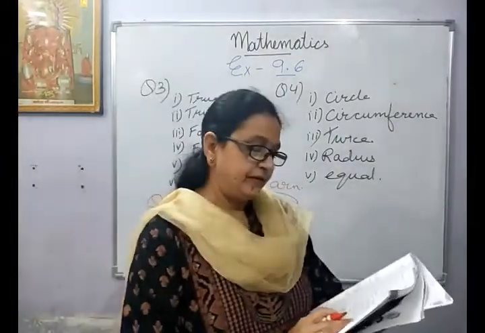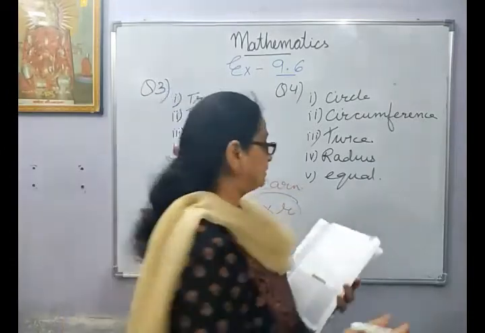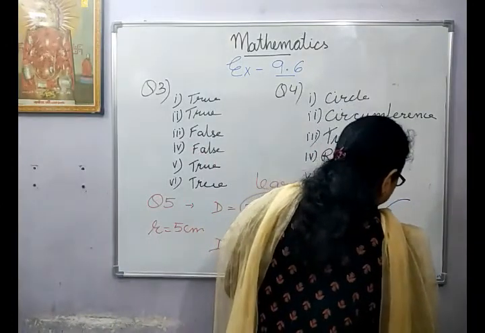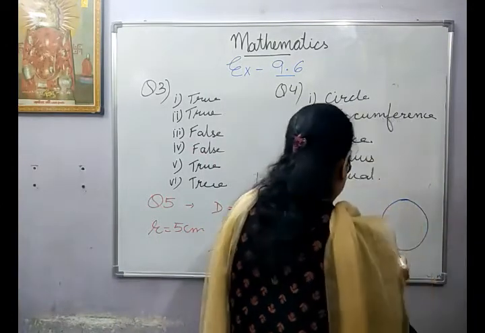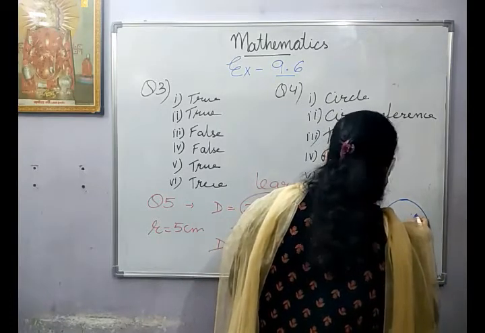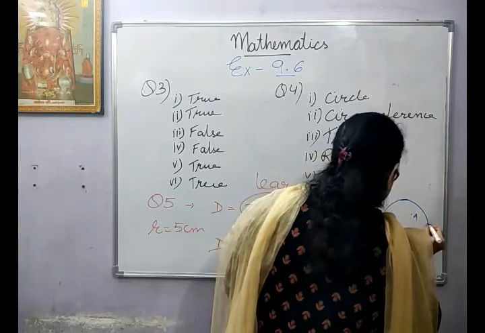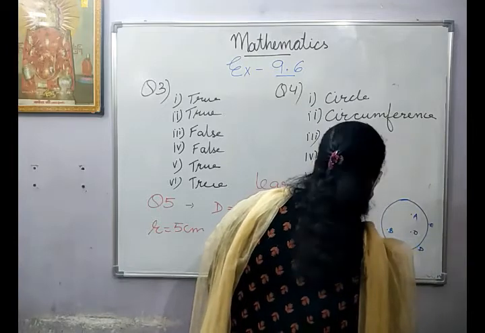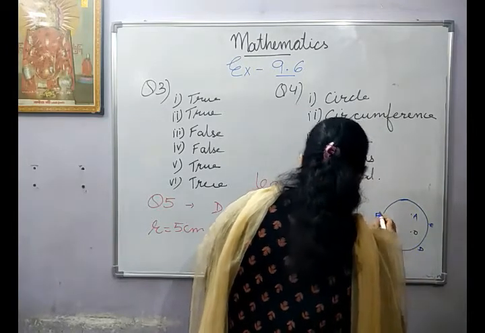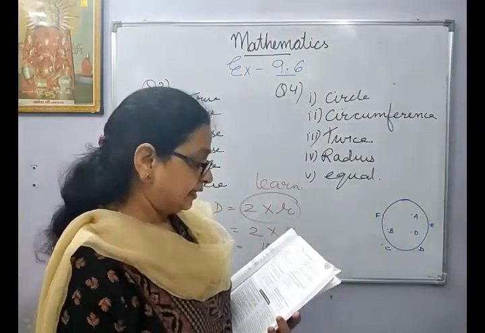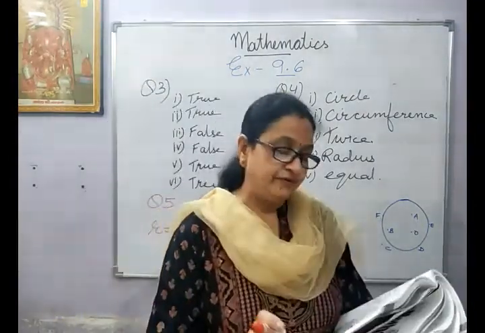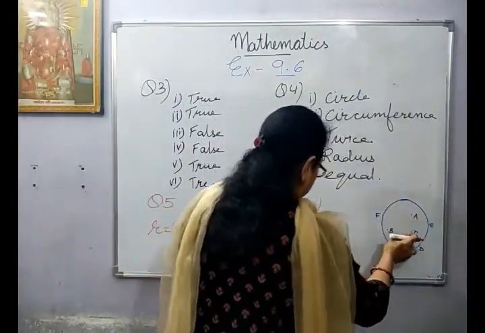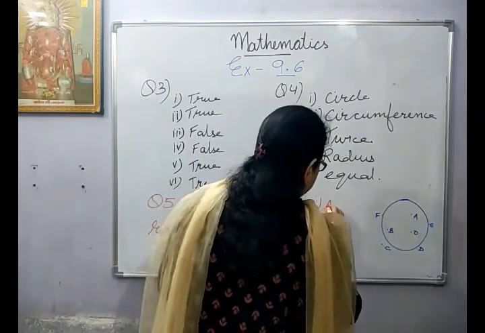Then 6, in the given figure, name the points. You can see the diagram given in the book, but I will just quickly make it. Then they have made O, A, B, D, C and F. Now they have asked, in the given figure, name the points in its interior. Interior: A, B and O. So it will be A, B, O.